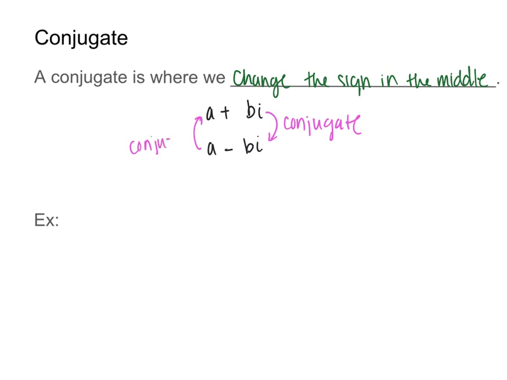You can go back and forth with this. So if I wanted to pull a conjugate out, I just flip the signs. But I make sure that the terms are still the same, that's still a and that's still b. So an example of this, let me just make one up. Let's say I have 6 minus 8i. Well, the conjugate would be 6 plus 8i. All I did was change the signs. So these two are conjugates of each other.